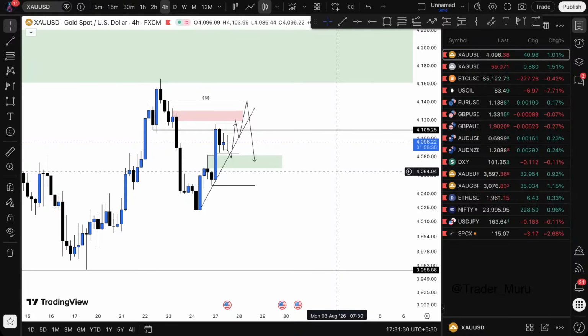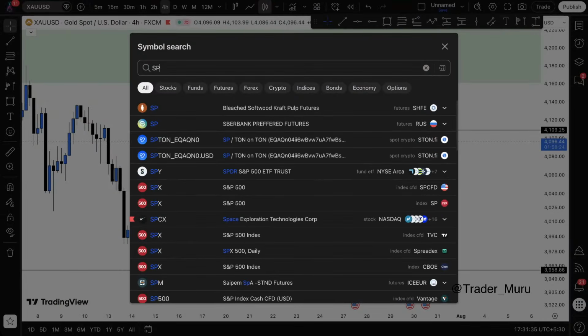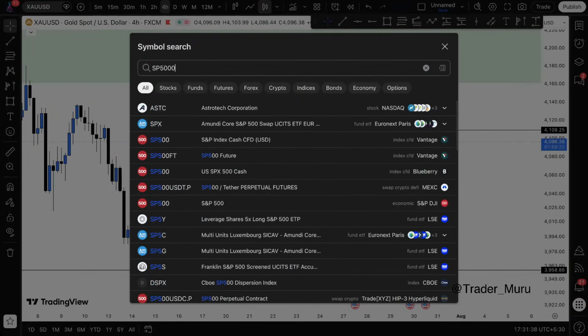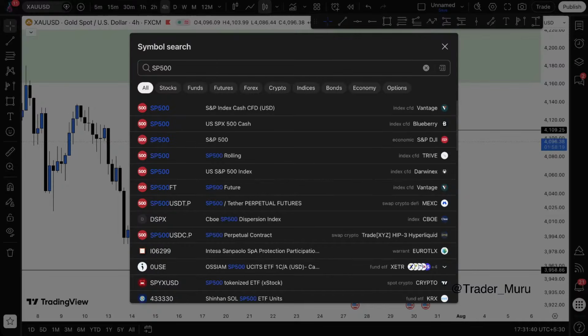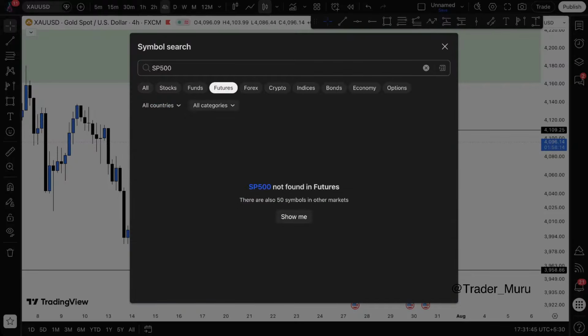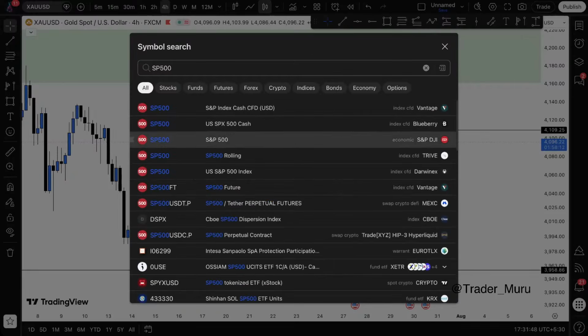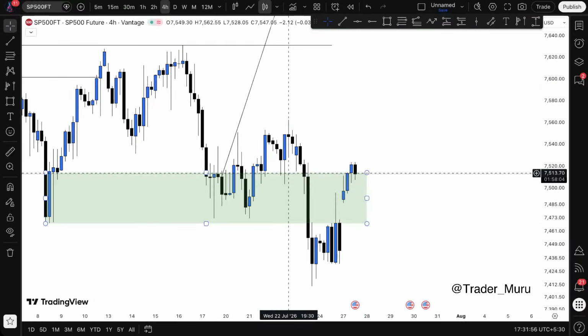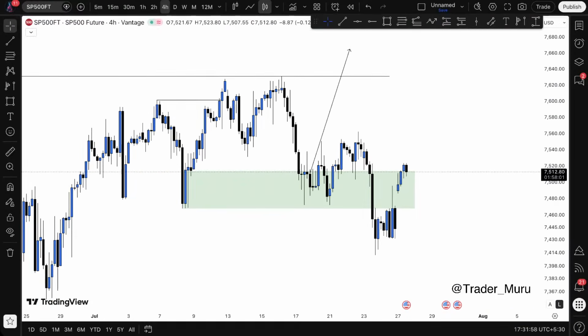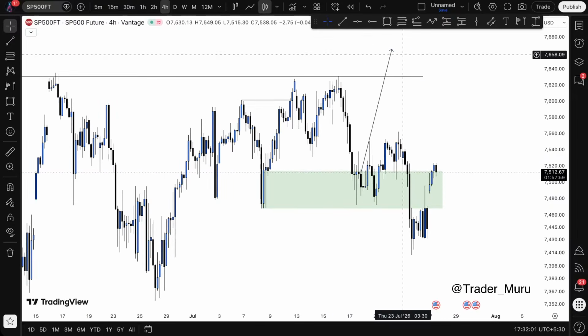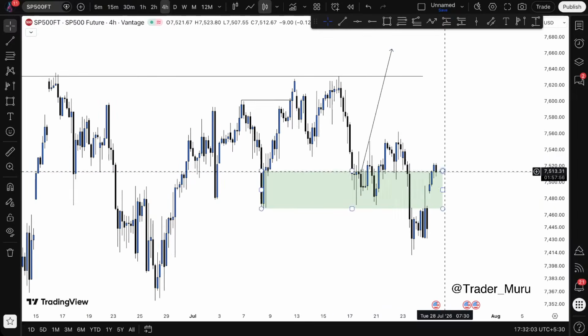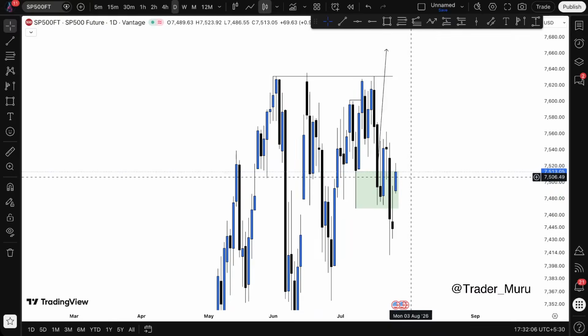And SP500 futures, let's see SP500. Not 5,000, we need 500 futures. There is no futures. Okay, this one, no, maybe this one. So we were expecting a bullish momentum from here, but we have a breakdown again going upside.